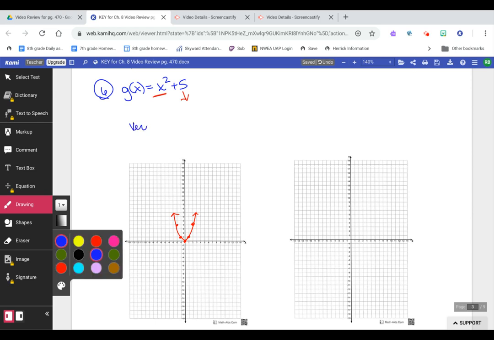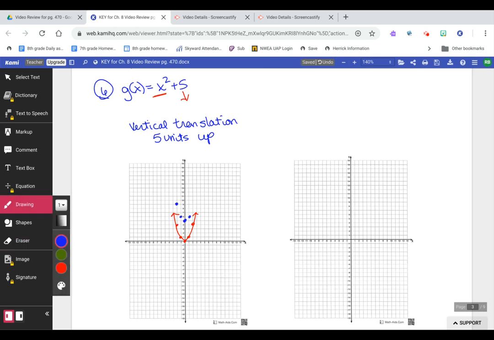So we'll write a vertical translation 5 units up. So you just take all of these and your vertex ends up being at 0, 5. Still go over 1 up 1, over 2 up 4. Over 1 up 1, over 2 up 2, 3, 4. Oops. Yeah, that means this one needed to go up 1 more. All right, and that is number 6. g of x equals x squared plus 5.